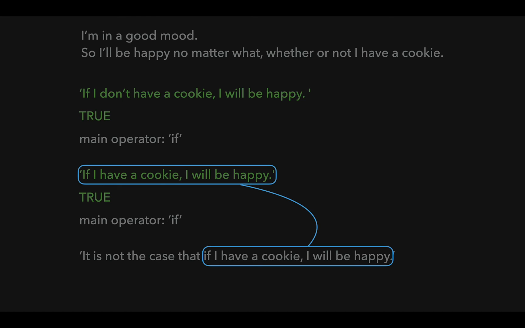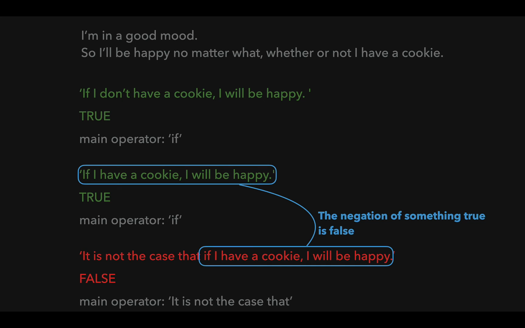So in this case, the negation is attached to something true, and the negation of something true is itself false, and so this is false, right? It is not true. The following sentence, "It is not the case that if I have a cookie, I will be happy," is false. That is not true. It's a negation of a true conditional, and so it itself is false. And its main operator is "it is not the case that."